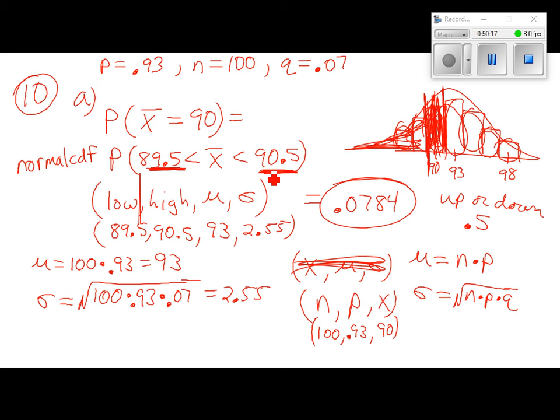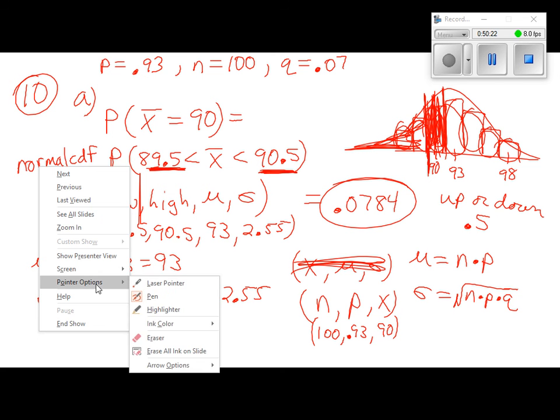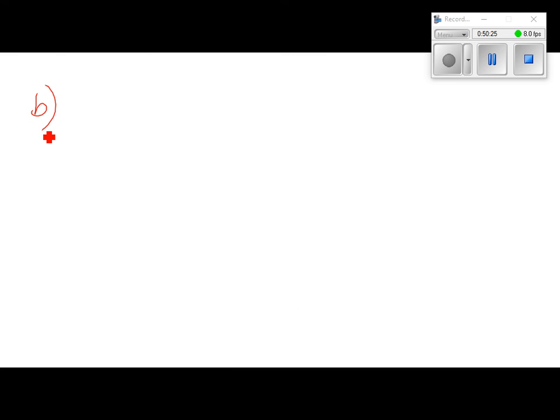Part B, find the probability that at least 90 people say they use the internet. So this time it's at least 90. So this time we would have to do 90, 91, 92, 93, 94, 95, all the way up to 100. We don't want to do all those. So we're going to find the probability that in our sample we get at least 90.